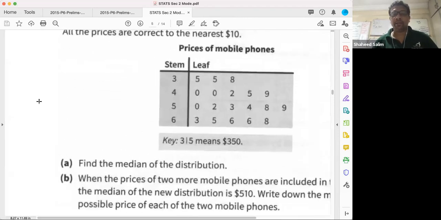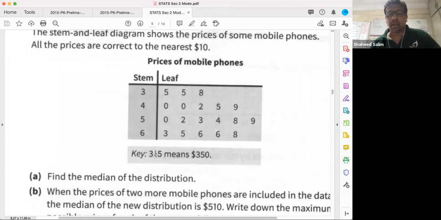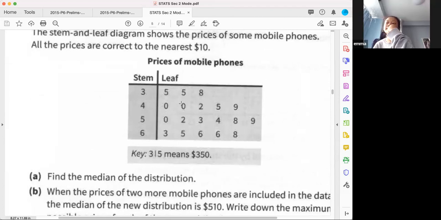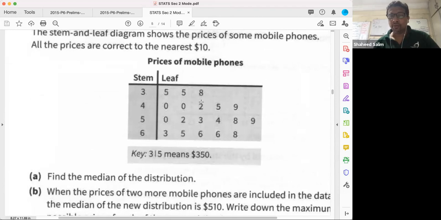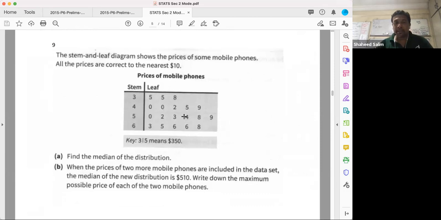Okay, you try. You understand what this is? This key tells you that 3/5 is 350. So 3/8 is 380. In other words, these are all the different values, and the frequency is 3 down here. So down here is 350, 350, 380. This is 400, 400, 120. You know how to do this? Your teacher went through this, Stanley? Yes? Okay, so you try now.